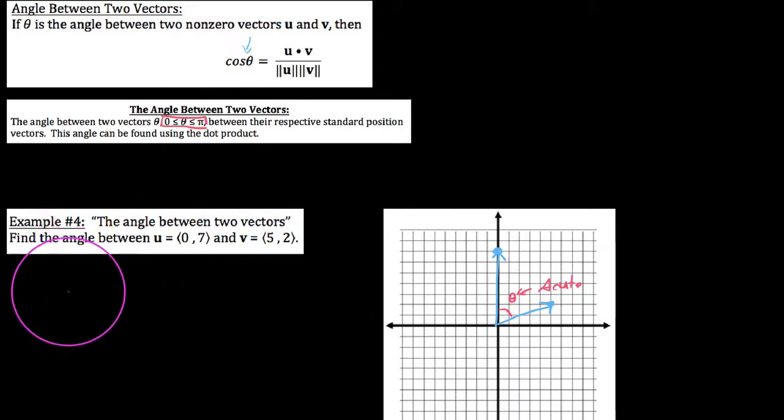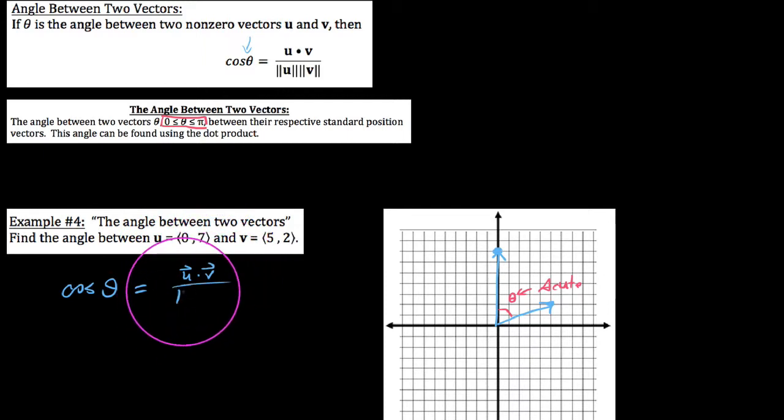So let's say we want to find this angle. Well, what we know is this: the cosine of the angle between these two is equal to the dot product of these two vectors over the product of the magnitudes of these two vectors. So we'd say the magnitude of u times the magnitude of v. Let's go ahead and find a few things first. Let's start with the easy part, which is u dot v.